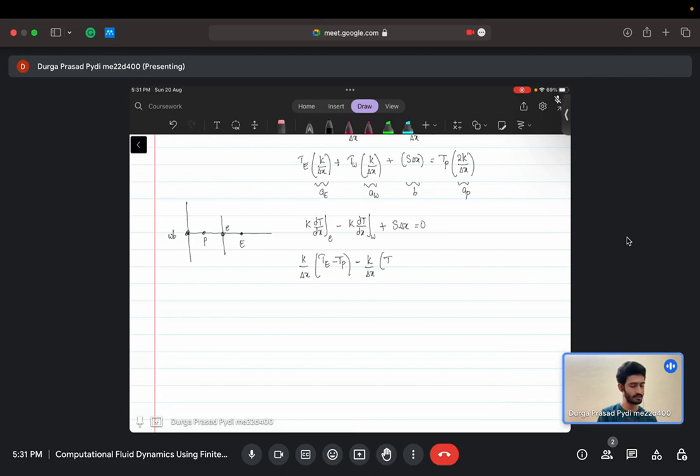On the west boundary, the temperature is given as T0, so we take Tp minus T0 by delta x by 2, plus S times delta x equals 0. The question is, if we write the equation in this particular form, T0 is essentially an unknown.